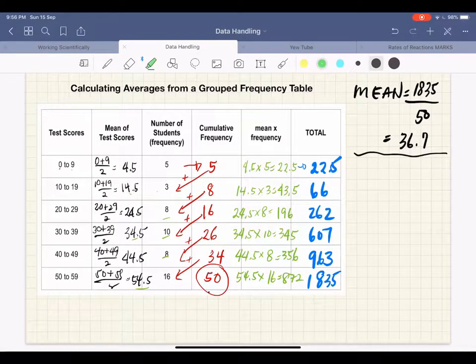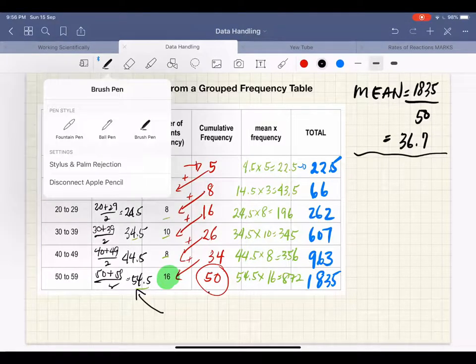Okay, now what is the mode? Well, the mode is the value that comes out the most. So if we look at the frequency over here, we can say that this is the value that comes out the most. So what we can do is just give an estimate, because we really don't know what the values are from 50 to 59. So we can give an estimate of the mode.